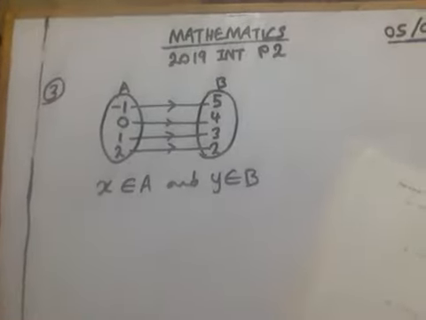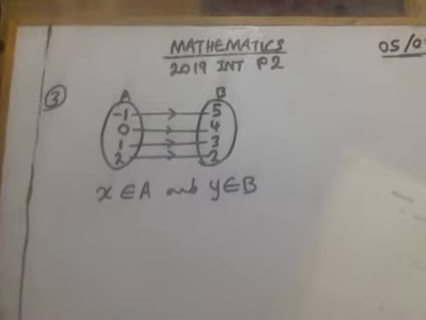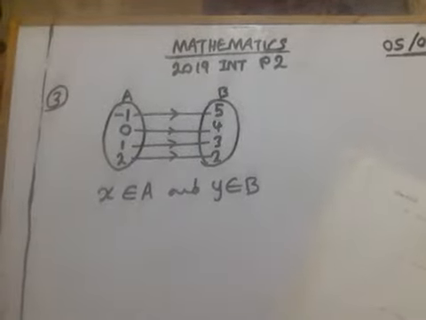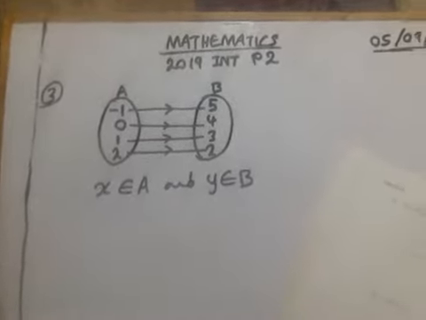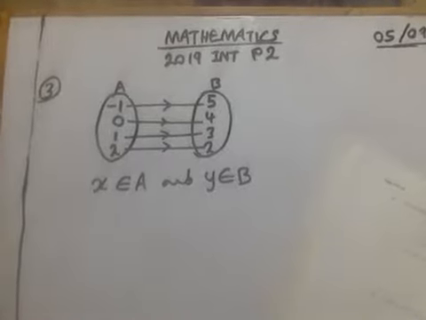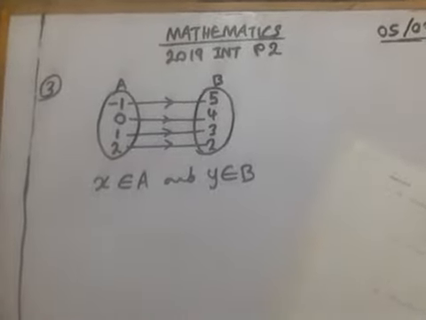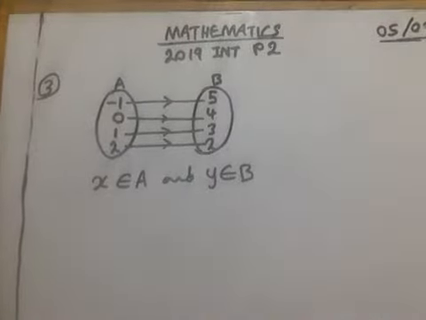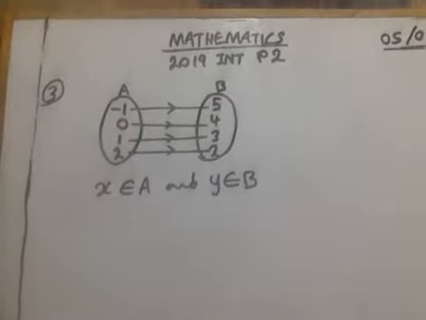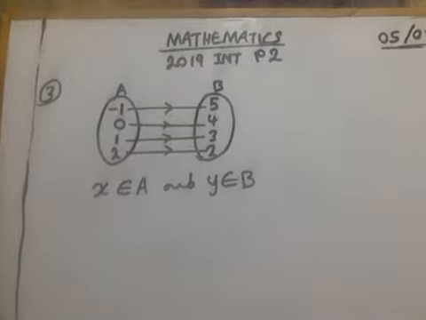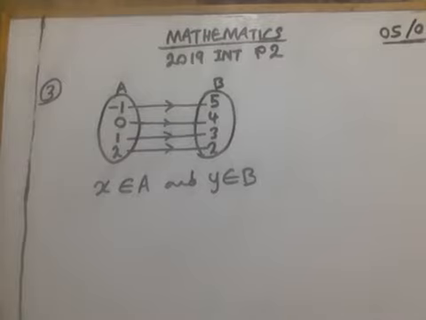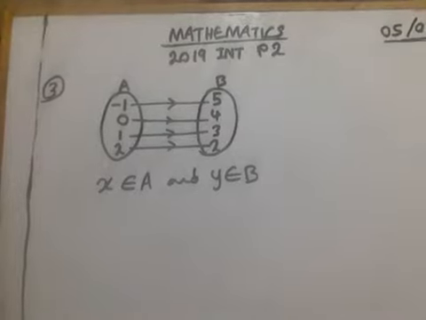Good evening. I'm going to answer with you Mathematics 2019 Internal Paper 2, to be specific, question 3, which is on relationships. The question goes as follows. The arrow diagram below represents a relation from set A to set B.